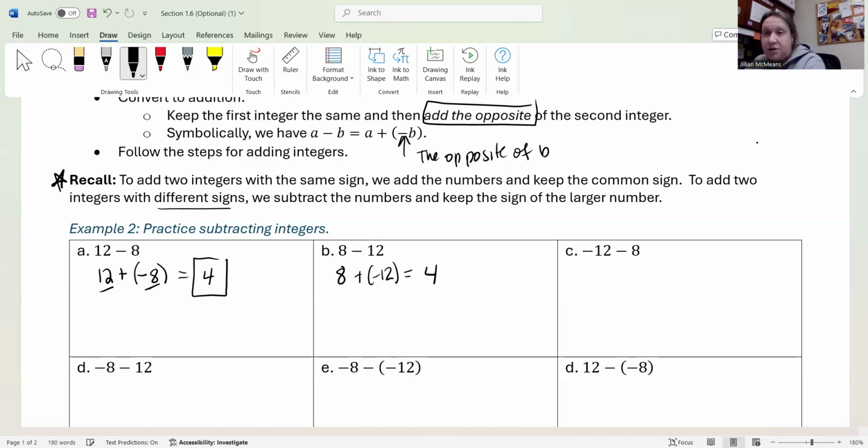And then we have to ask ourselves, did I have more positive or did I have more negative? I have 8 positives. I have 12 negatives. That means I have more negatives. So 8 minus 12 is negative 4.